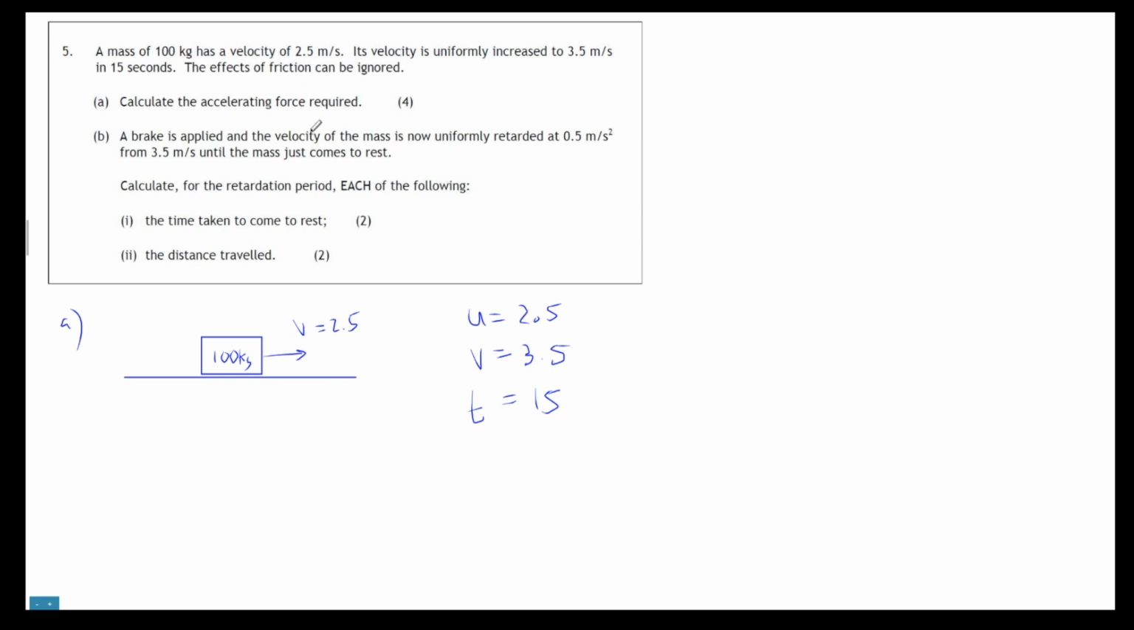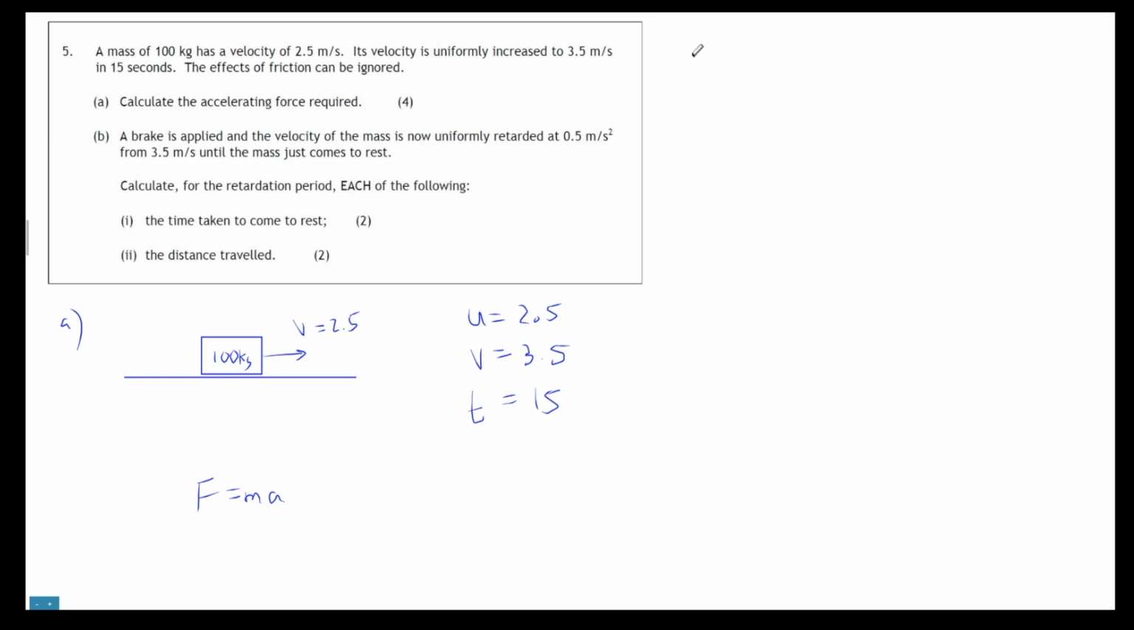So let's have a look at the accelerating force required. Yeah, we're going to need F is equal to ma. Force is equal to mass times acceleration. Because we have the mass, we need the acceleration. 4 marks. I need the accelerating force. So in order to do that, I need to get the a. So I need to get the acceleration of this object. I got it here. It's a SUVAT equation.